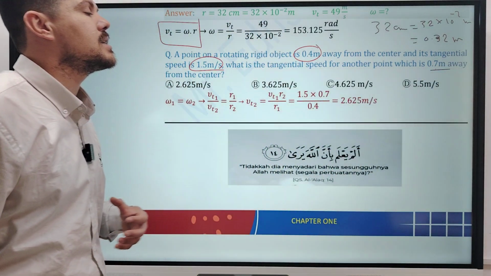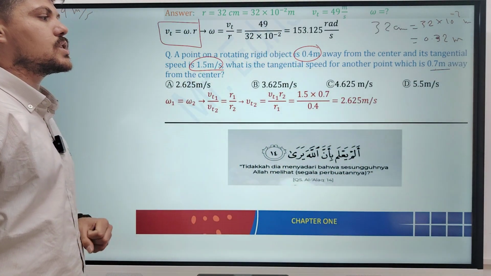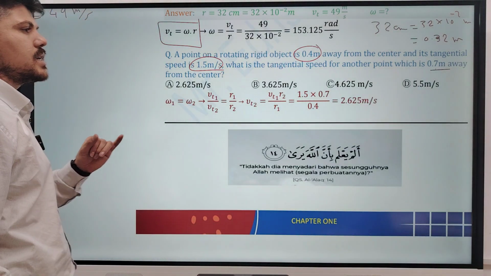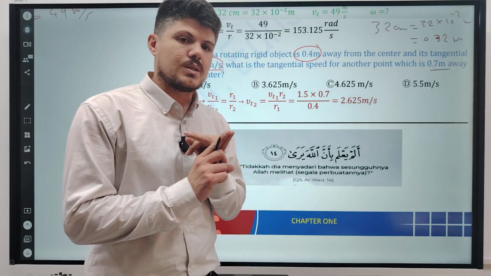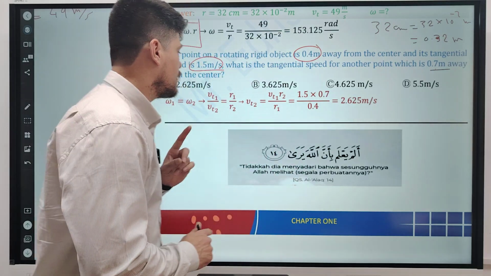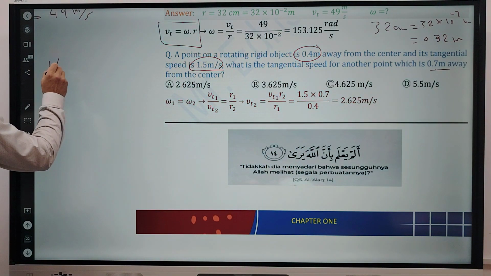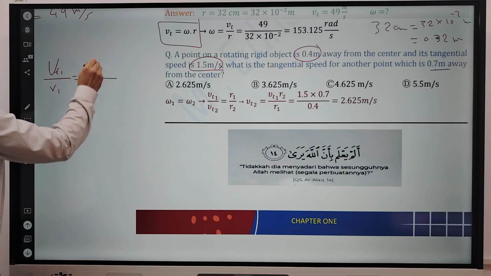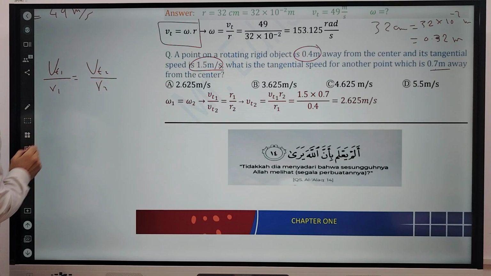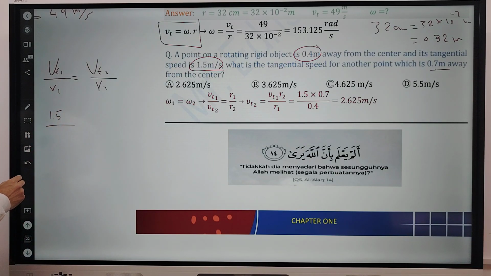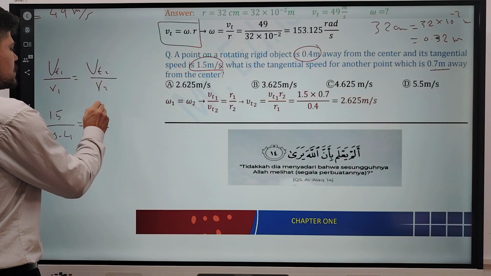Because the second one has more distance from the axis of rotation, that is why it has more tangential speed. As I told you, in the case when two radii or distances from the axis of rotation are given in the question, you have to use this relation: Vt1 over R1 equals Vt2 over R2. Replace. Vt1 was given as 1.5, R1 also was given as 0.4, and Vt2 is unknown.